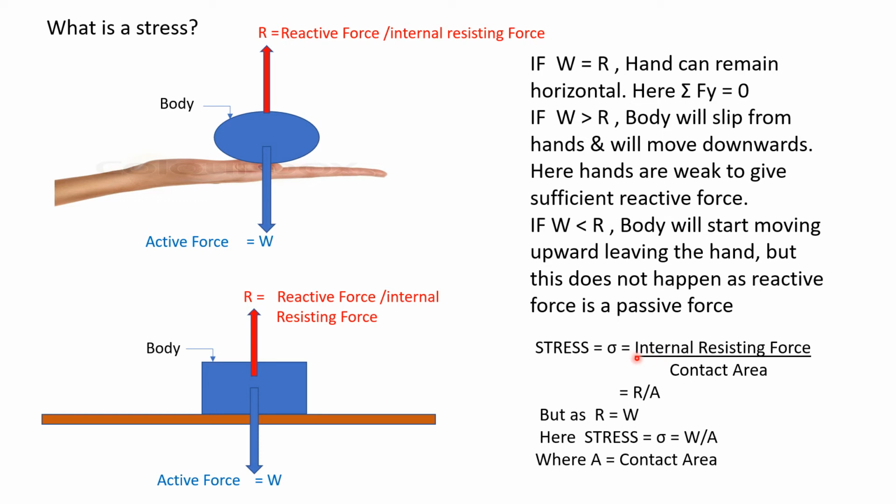And this internal resisting force which is offered by the table, divided by this contact area here, is called a stress. And if that contact area is A, then this R is equal to W. So the stress is basically internal resisting force upon contact area, R upon A. But in this case R is equal to W. So here stress is equal to W upon A. I substitute the value R as W, where A is the contact area.